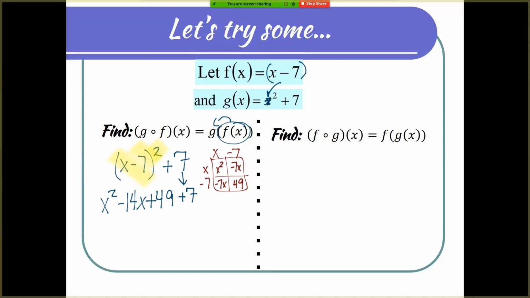You have one last thing you need to do to get your final answer. You have like terms right here. So final answer, x squared minus 14x plus 56. So all we did for that last step is combine the 49 and the positive 7.